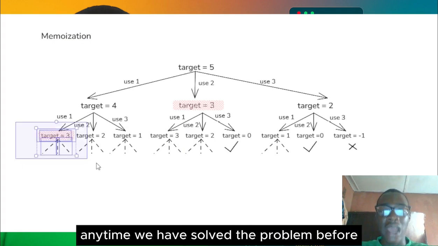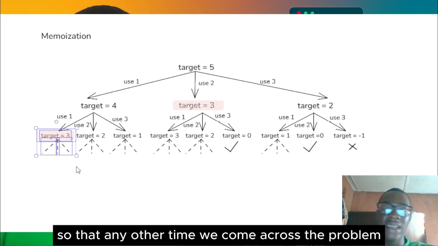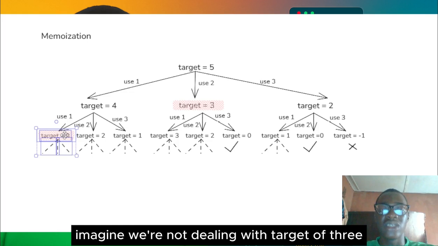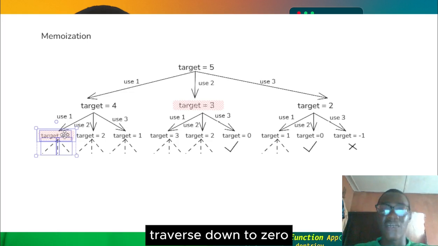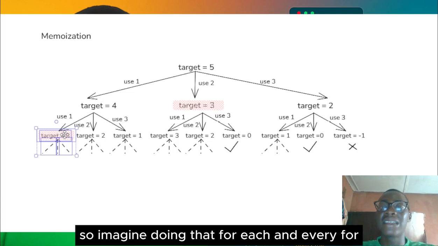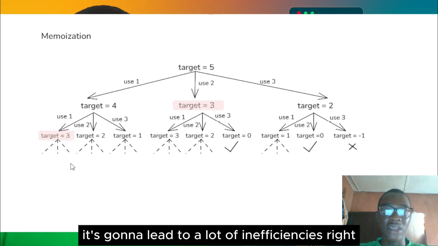It means that anytime we have solved a problem before, we need to store it, so that any other time we come across the problem, we don't have to solve it again. Imagine we are not dealing with a target of 3. Imagine we are dealing with a target of 3 million. Imagine we have to traverse down to 0, and then recursively go back again to 3, right? So imagine doing that multiple times. It's going to lead to a lot of inefficiencies, right?